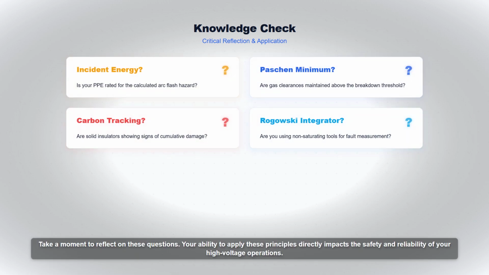Take a moment to reflect on these questions. Your ability to apply these principles directly impacts the safety and reliability of your high voltage operations.